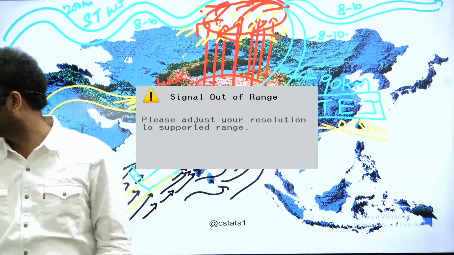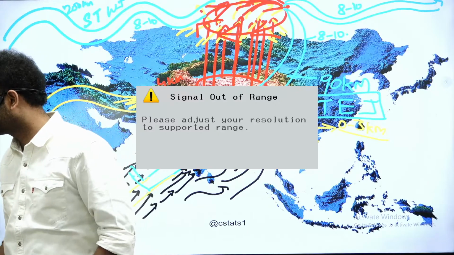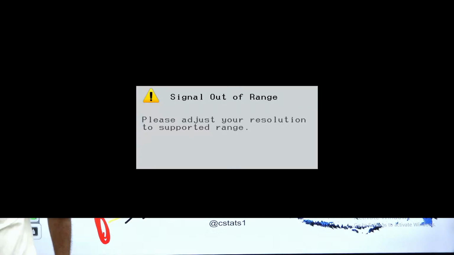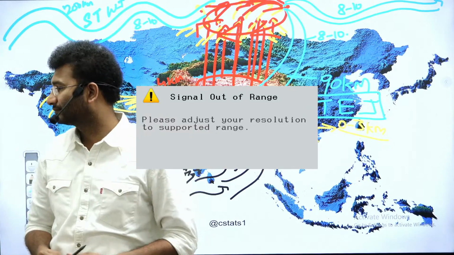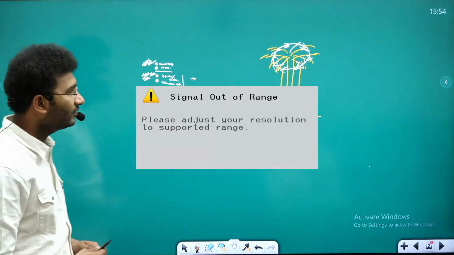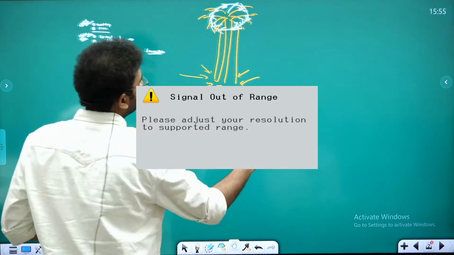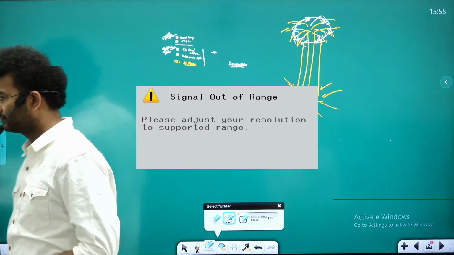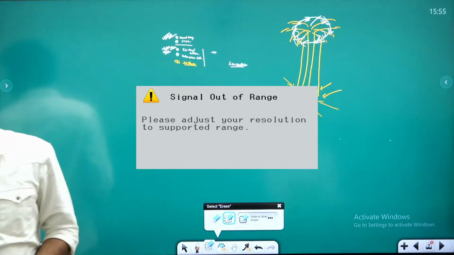Okay. Online, I think there is some kind of issue that you are facing. Signal out of range. Okay. I hope this is clear. Come back. So, see, if you have to redraw this, just a minute. Just a minute online.